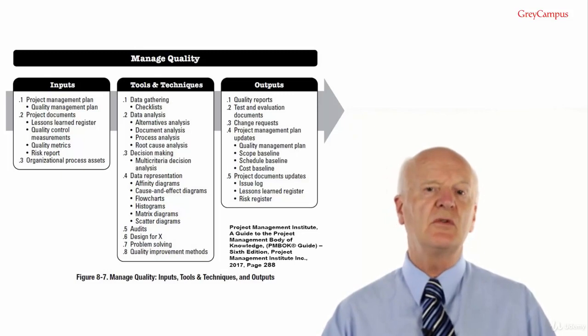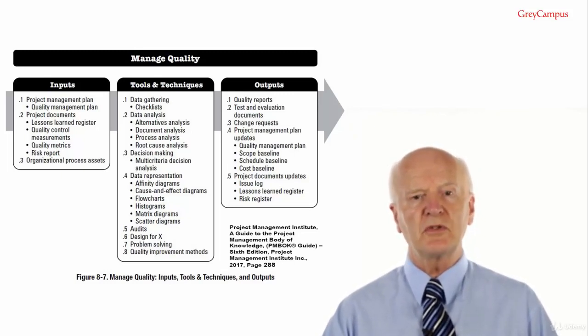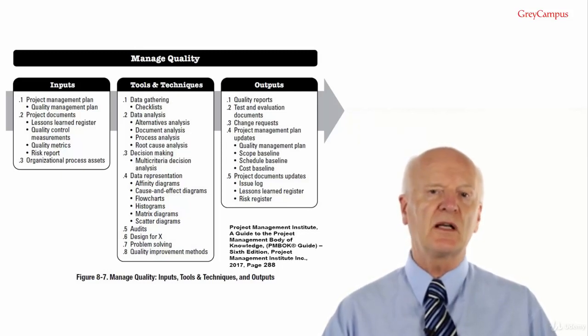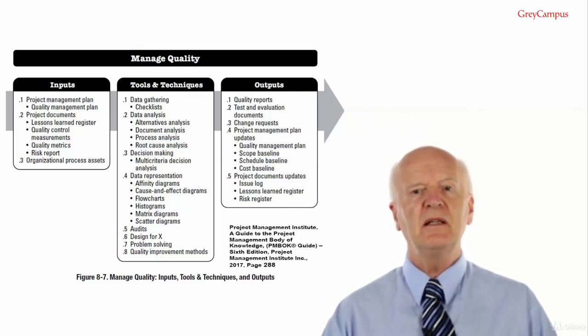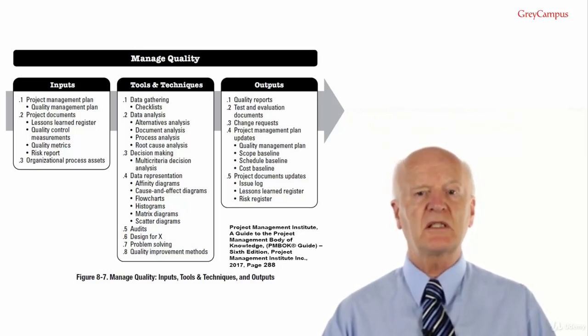Risk report is used in the managed quality process to identify sources of overall project risk and the most important drivers of overall risk exposure that can impact the quality objectives of the project. Input number 3, organisational process assets.